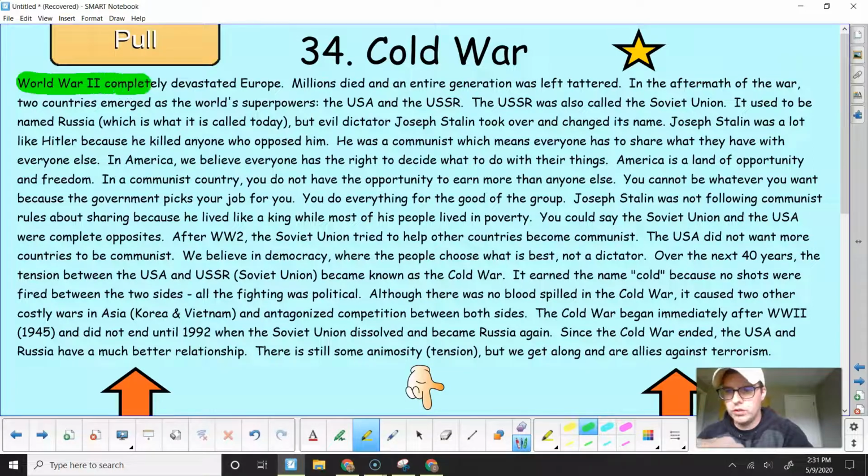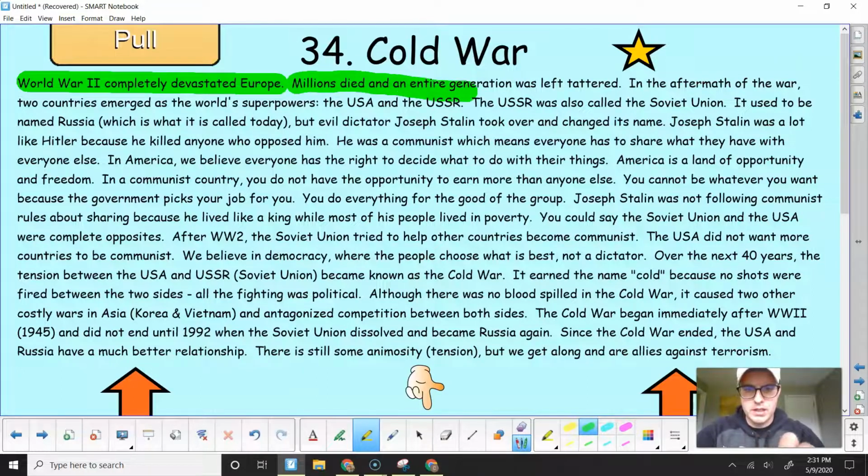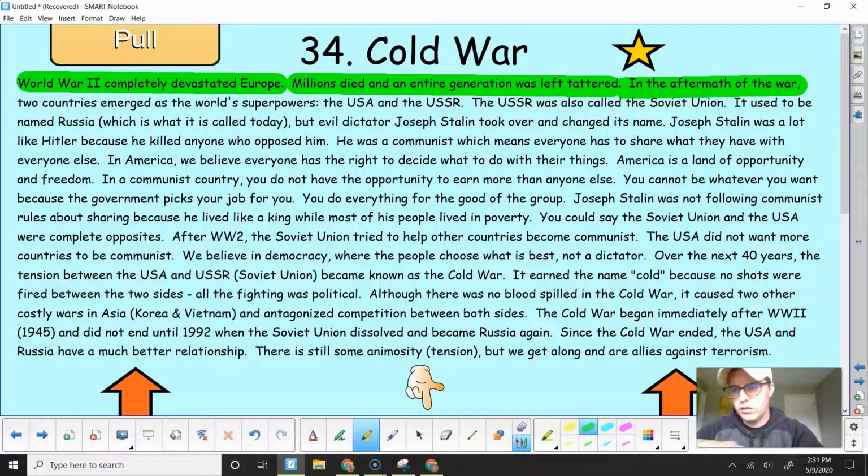World War II completely devastated Europe. The word devastated, what does that mean? Yeah, crushed Europe. Millions died and an entire generation was left tattered. Think of an old pair of shoes that has holes in it, tattered. Keep reading. In the aftermath of the war, two countries emerged as the world's superpowers, the USA and the USSR.